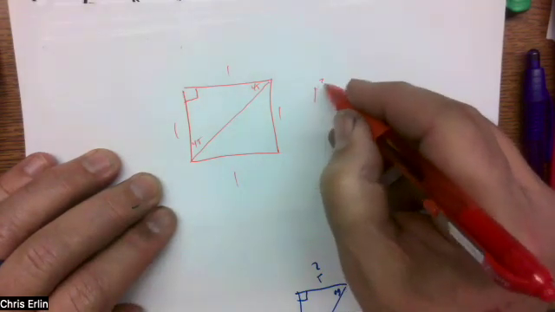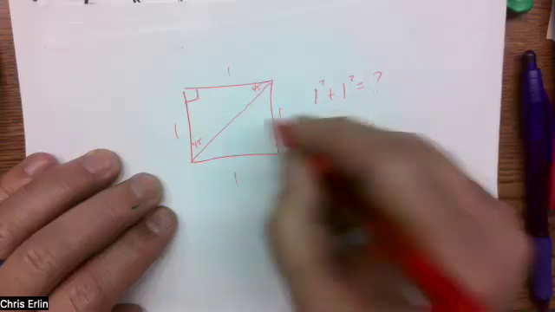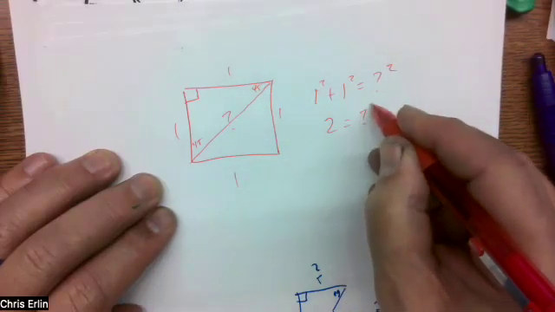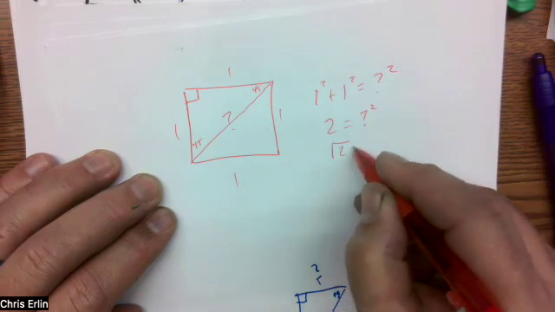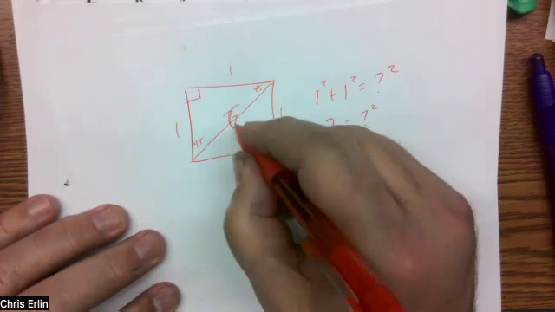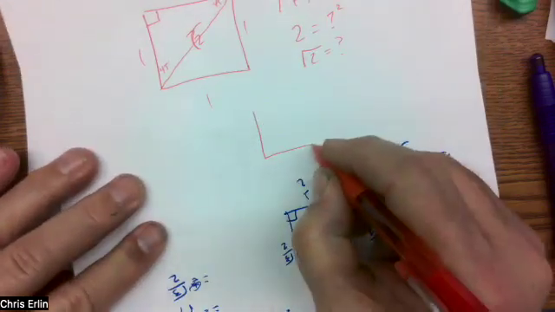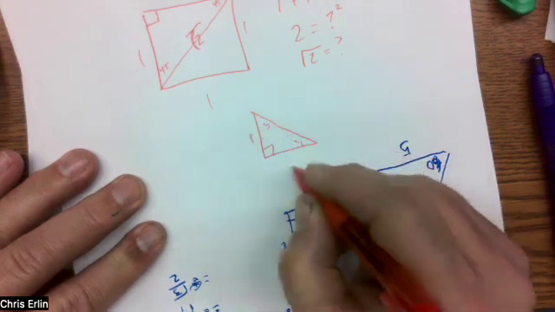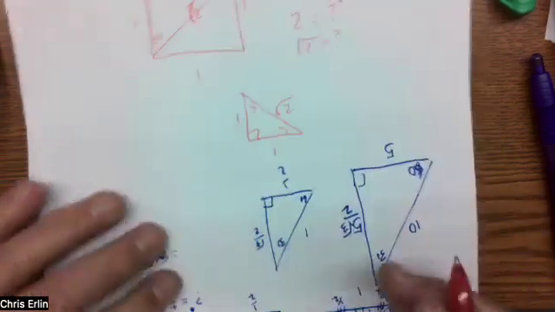Well, I know 1 squared plus 1 squared would have to equal that length squared. So that's 2 equals squared. So root 2 equals question mark, again, plus or minus, but we just choose the positive. So this is root 2. So that tells me that when I've got a 45, 45, 90 triangle, the ratios are 1, 1, and root 2.